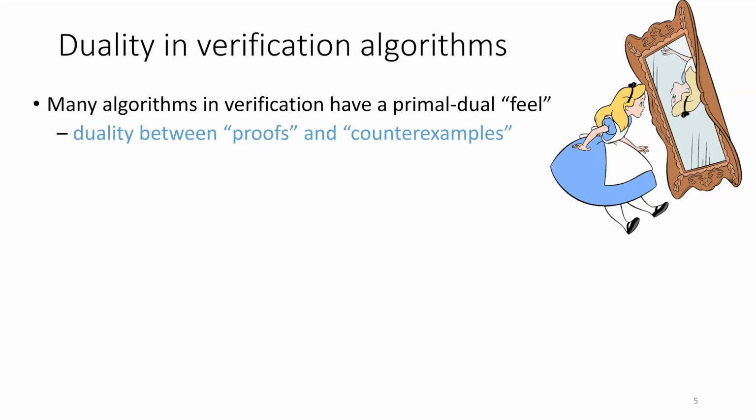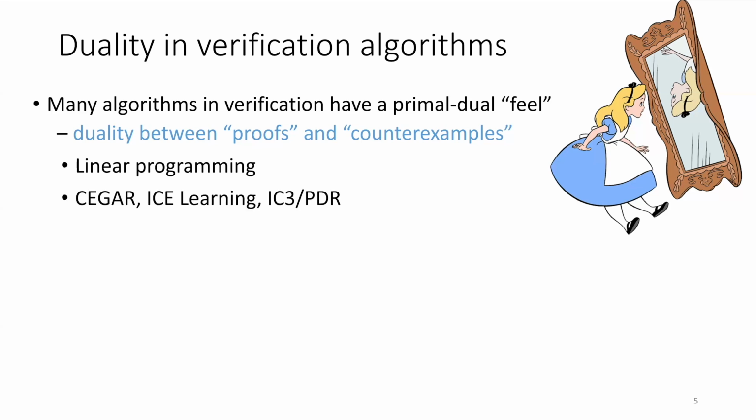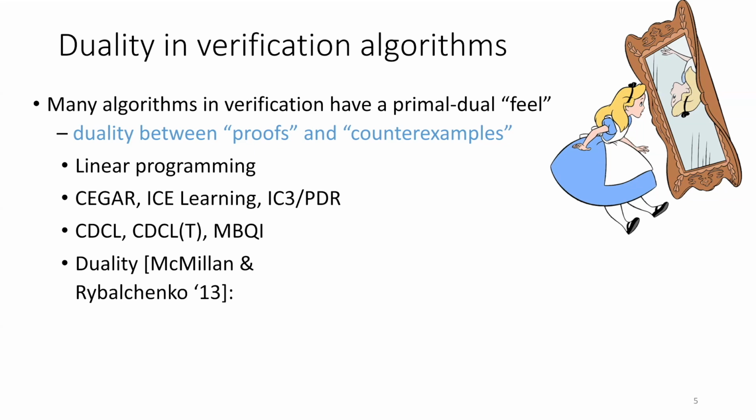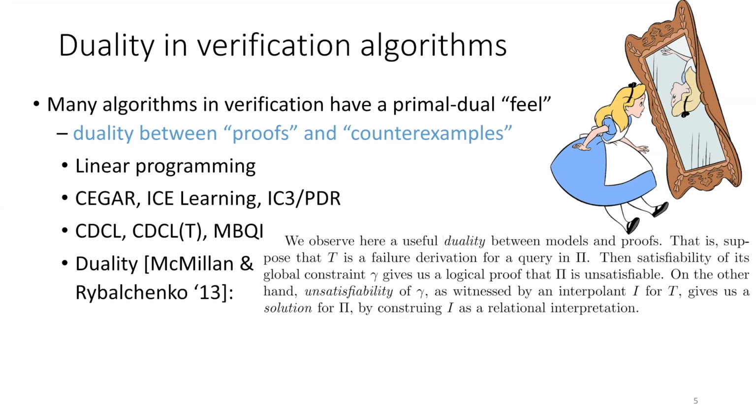And this is this notion of duality. What I'm trying to explore here is that many algorithms in verification have a primal-dual search feeling, where there is a duality between proofs and counterexamples. The classic duality in computer science of this flavor is linear programming, but we also have it informally in many verification algorithms. And of course, Ken has a tool called Duality from 2003.